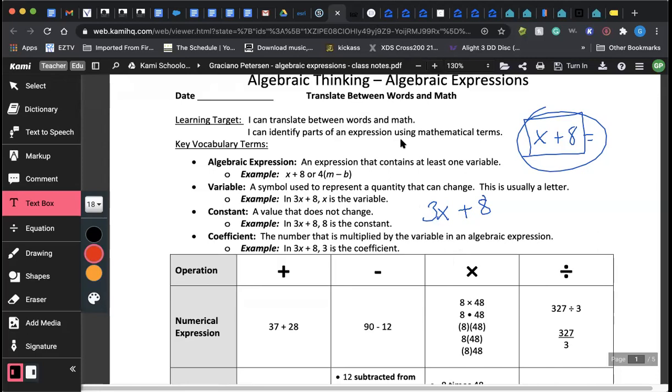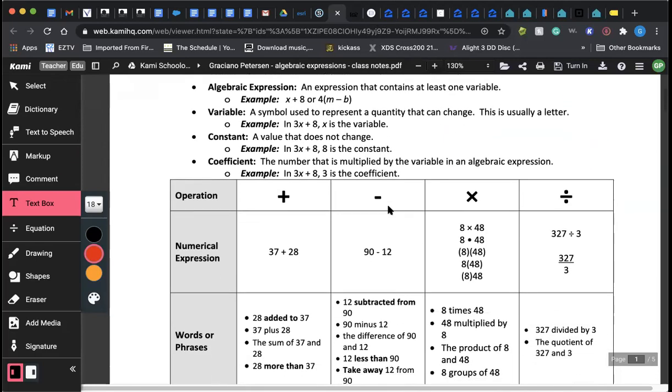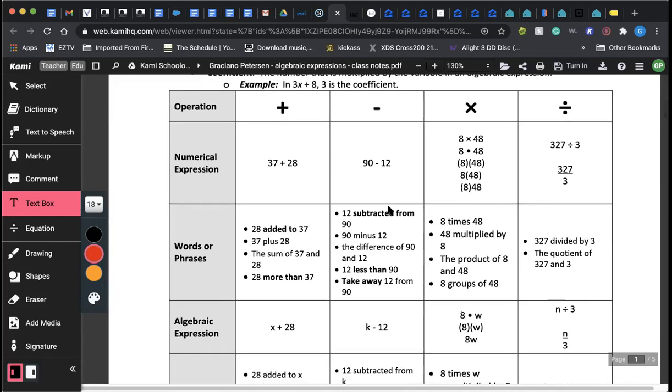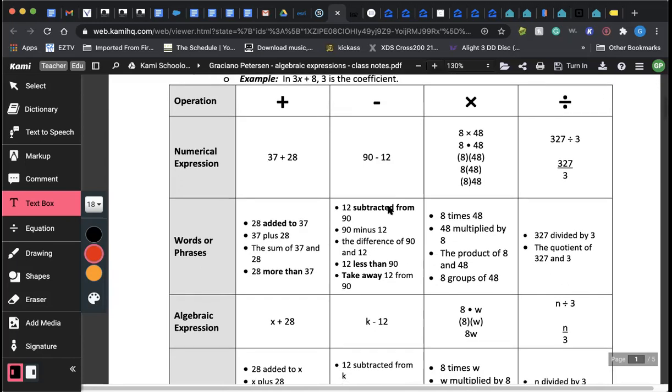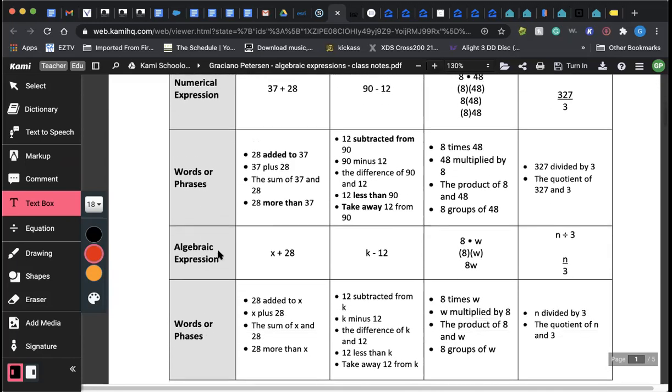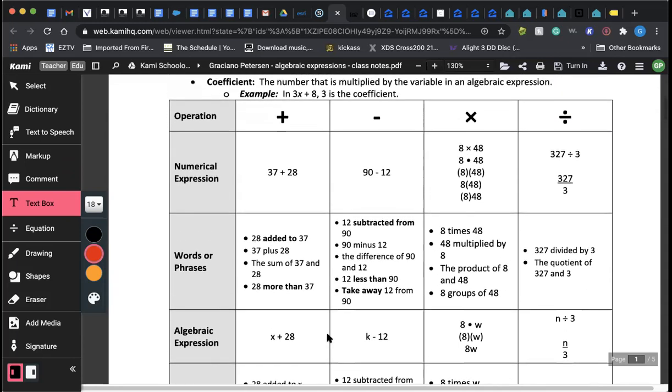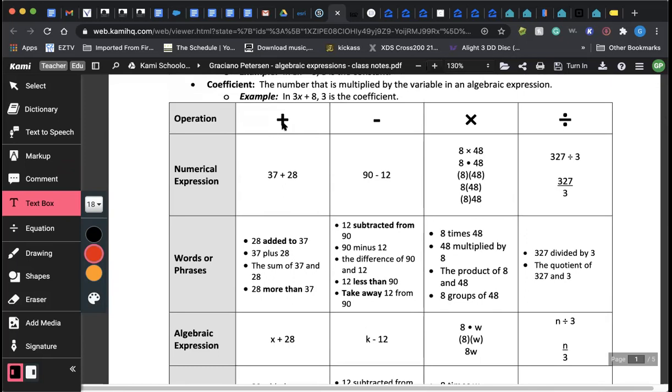All right. Let me just keep moving here down this line. Just some more definitions in here. What a numerical expression is, it means that there's no variable, right? It becomes algebraic when we add a variable. Okay. And you notice here along the top, I have addition, subtraction, multiplication, and division.